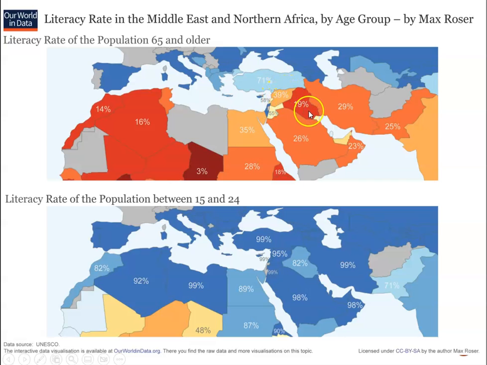Syria 39%, Iraq 19%. And then take a look between the ages of 15 and 24, much, much higher. Not 100, but 99, 98. When you take a look, say, at Iraq, where it's 19% for 65 and older, it's 82% for 15 to 24. So education and literacy has been making an impact on the population. Okay, so something to consider. Not everyone there can read.